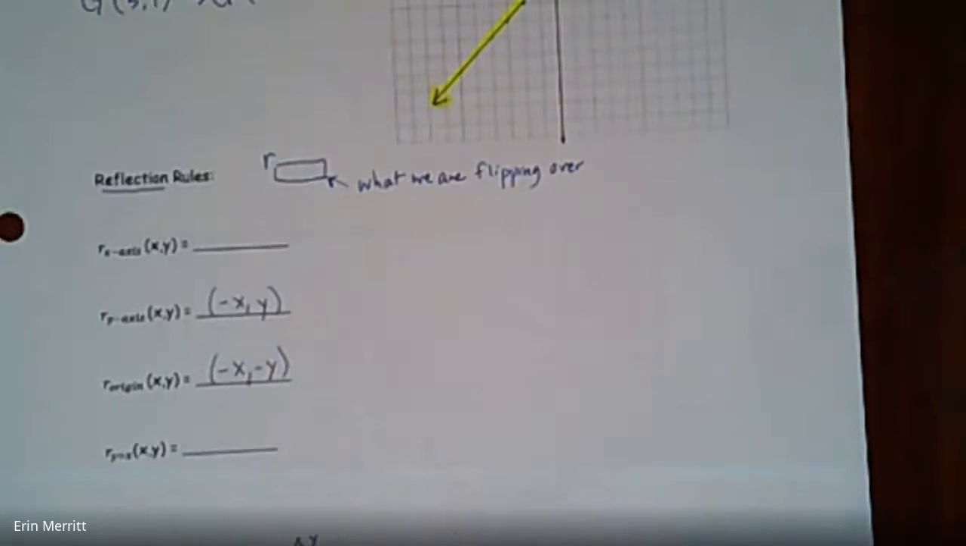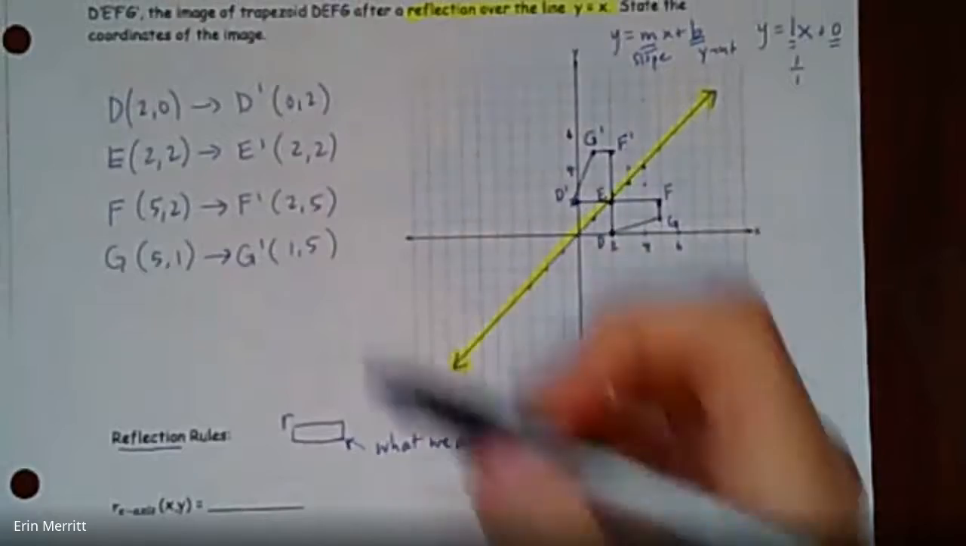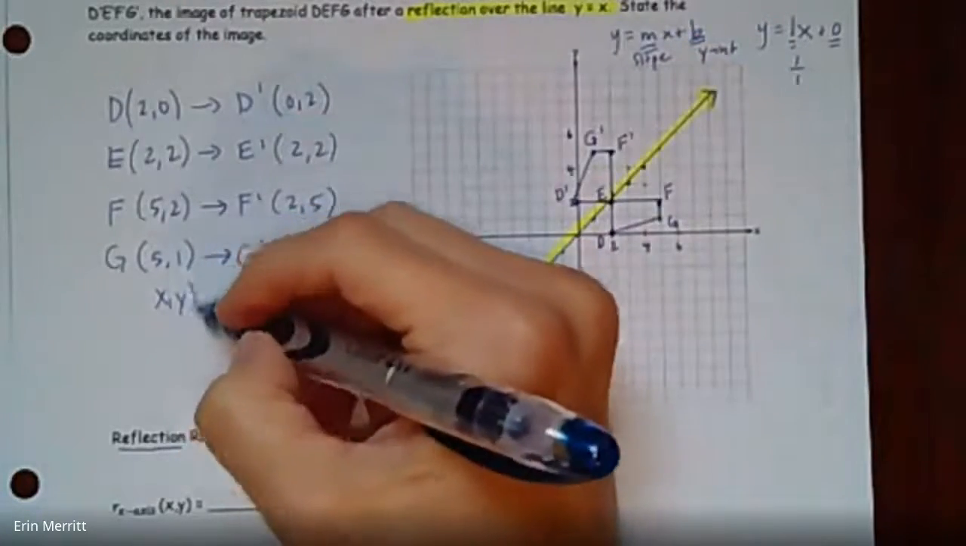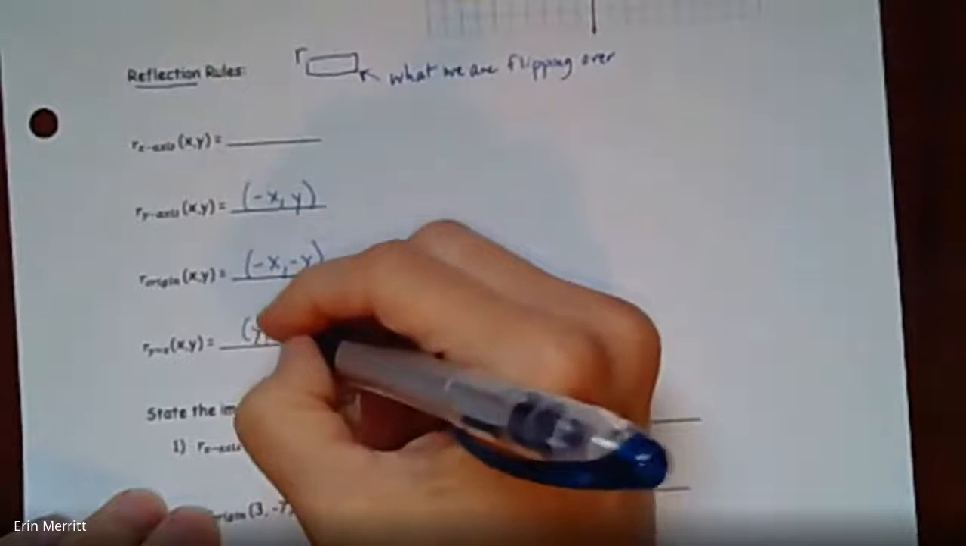All right. And then the last one that we did was flipping over the line y equals x. We just looked at that one a second ago. That one's pretty easy to spot. They literally switch places. So (x, y) ends up going to (y, x), just like that. So this is going to go to (y, x).